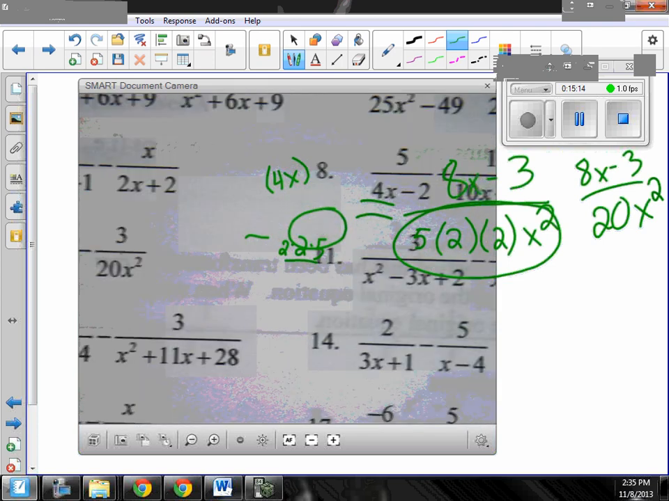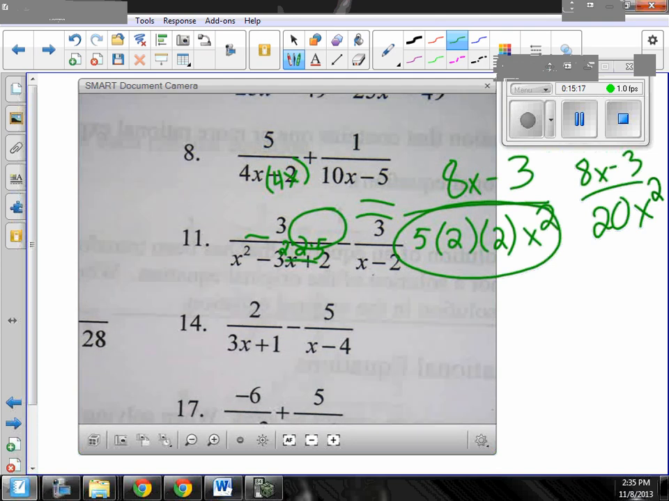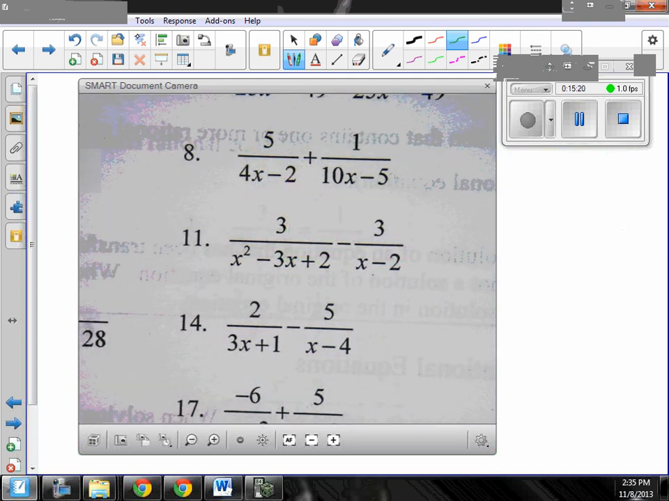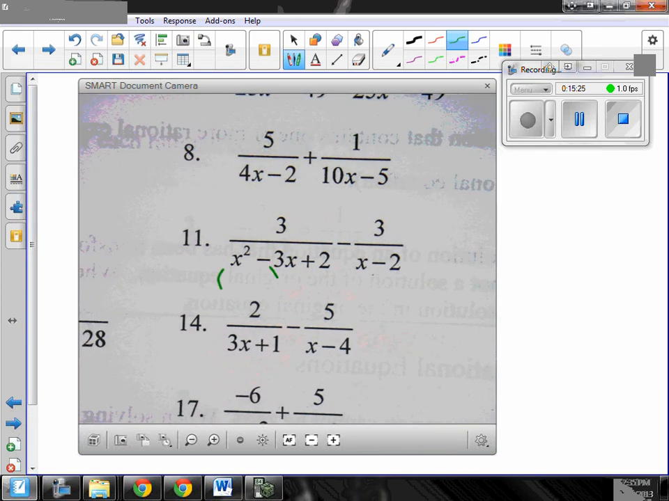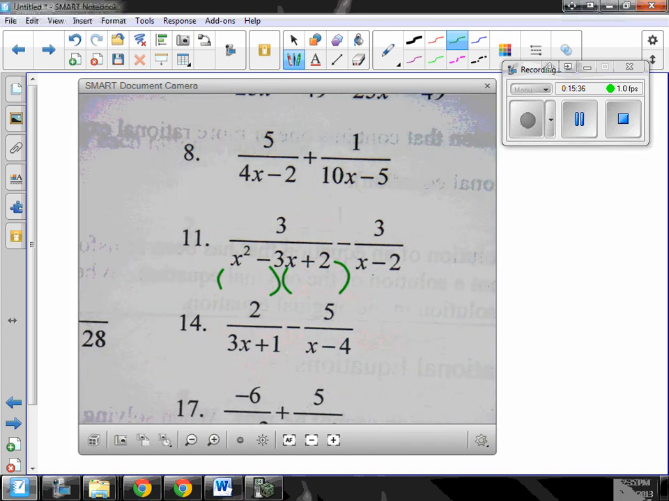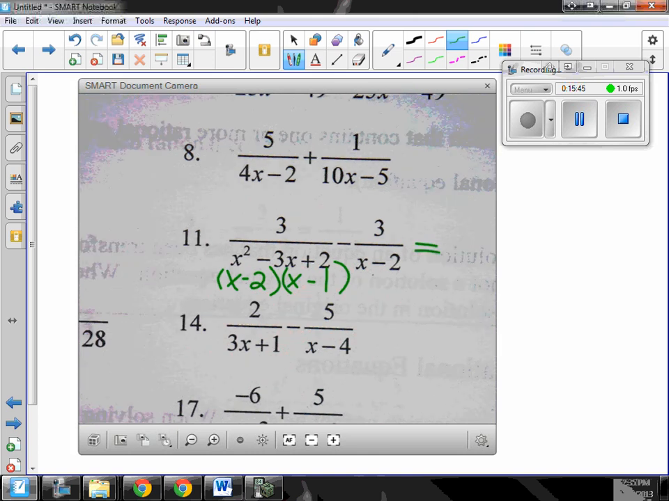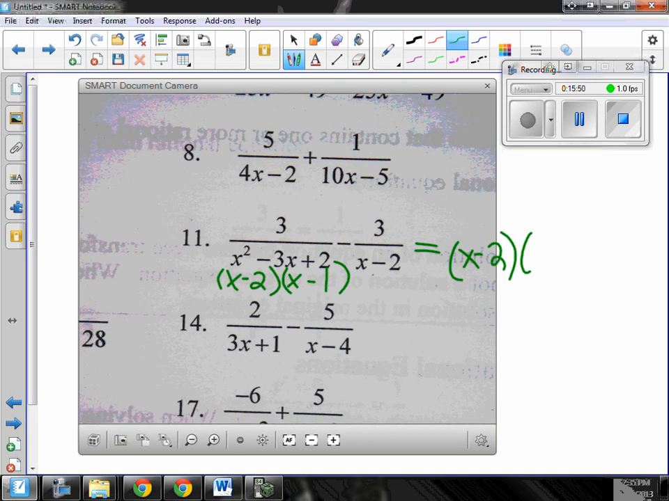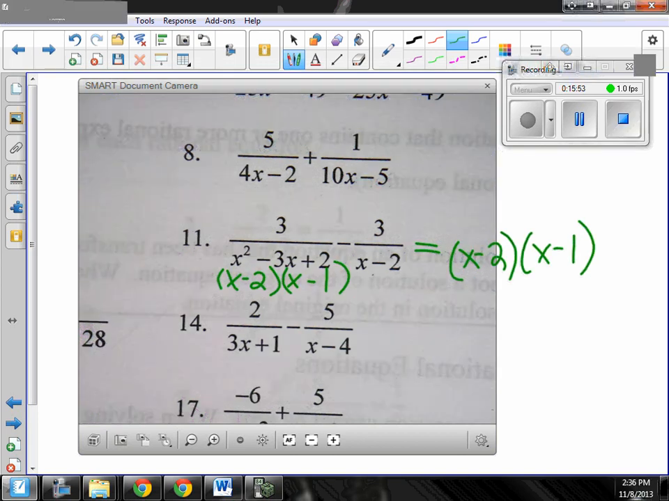Let's do 11. All right. Can I factor the first denominator? Signs are the same. They're both negative. Factors of 2 that add to be negative 3. X minus 2 and x minus 1. So what does my common denominator need? It needs an x minus 2 and an x minus 1. Now everyone's clear on that, right?